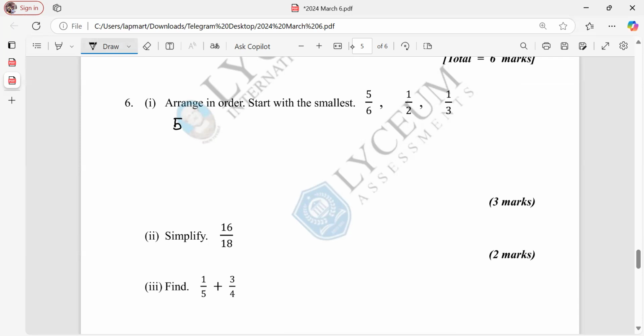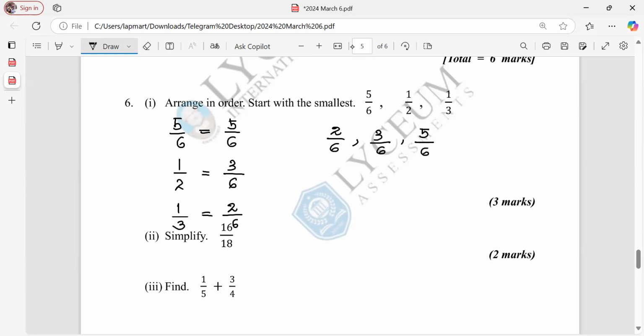Now 5 over 6, you can write as it is, 5 over 6, right? Then the 1 over 2, I convert into the denominator 6, that becomes 3 over 6. So 1 over 3, if the denominator is 6, this should be 2 over 6, right? So when you see these, 5 over 6, 3 over 6, 2 over 6, what is the smallest one? The 2 over 6 is smallest. Then we have 3 over 6. Then we have 5 over 6.